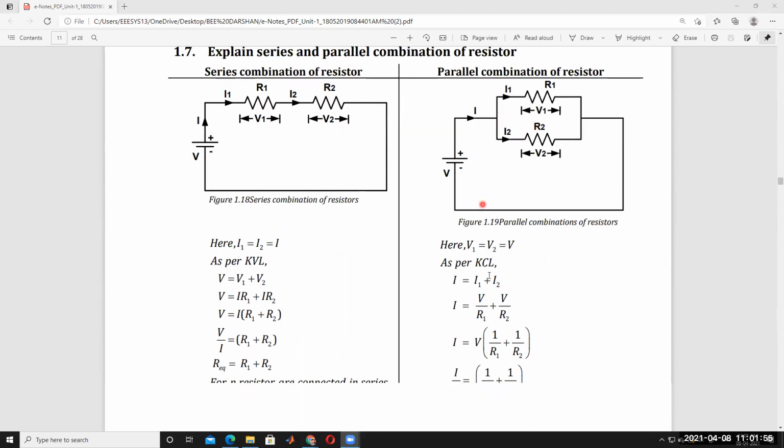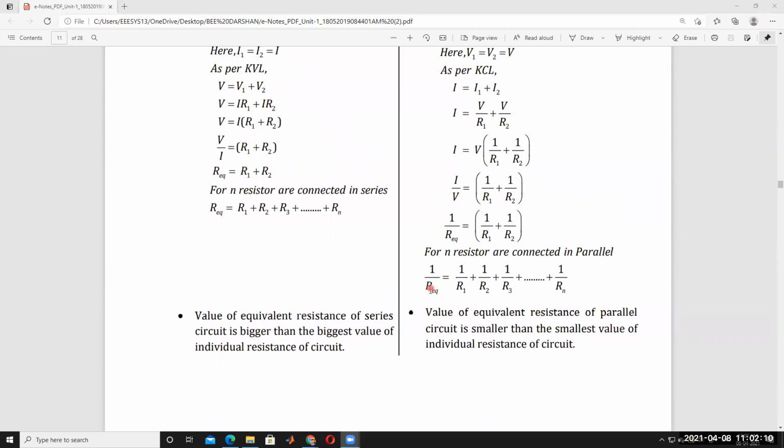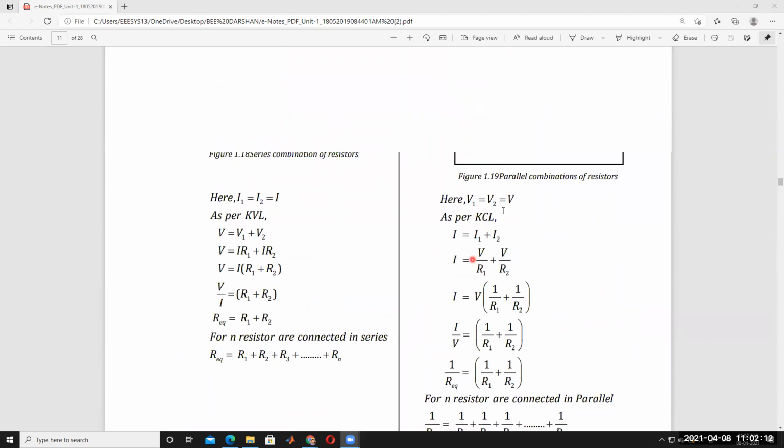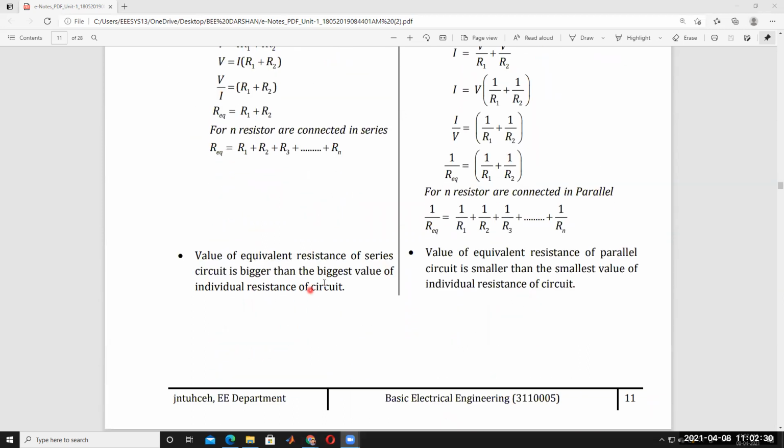Okay, and by using this statement, you can understand that the value of equivalent resistance of a parallel circuit is smaller than the smallest value of individual resistance of the circuit. So this R equivalent is less than that of R1 or R2. For example, if R1 is less than R2, then R equivalent is less than R1. But if R1 is greater than R2, then R equivalent is less than R2.